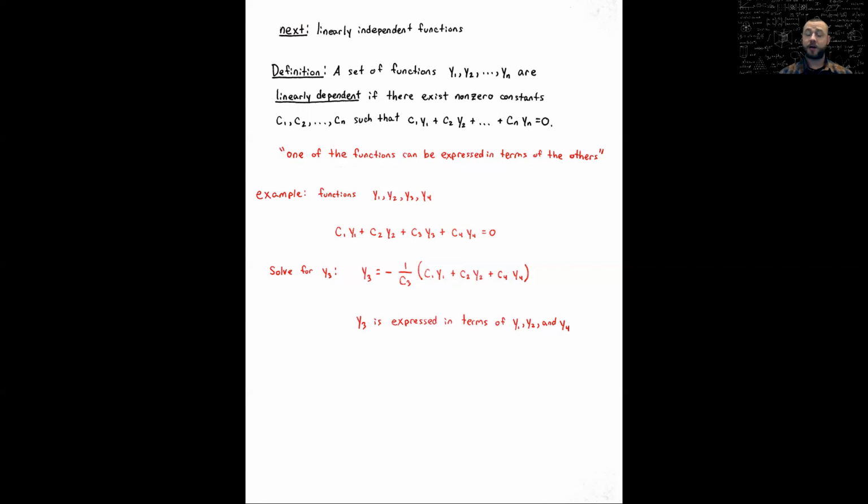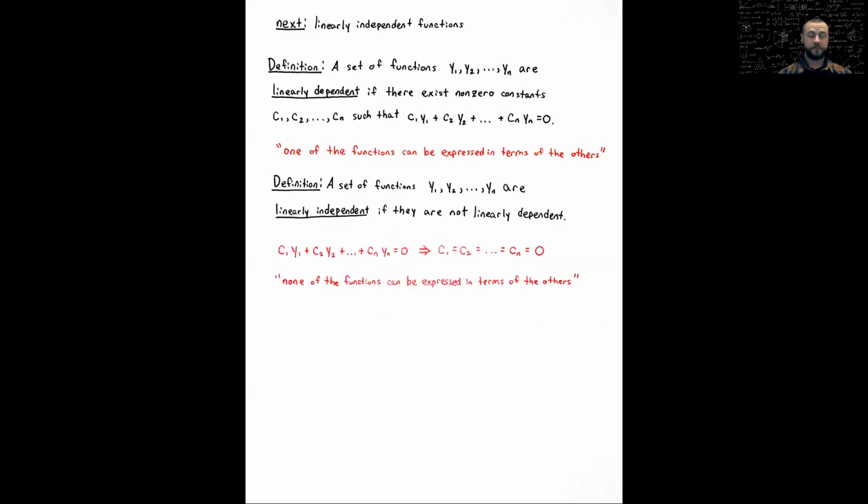All right, when you're ready, let's get to our next definition for what it means for two functions to be linearly independent. And this is where the definitions start to reference one another. So for our next definition, we say a set of functions y1 through y sub n are linearly independent if they are not linearly dependent. All right, in essence, what linearly independent functions are, they're functions that are all different. Linearly dependent means the same, linearly independent means different.